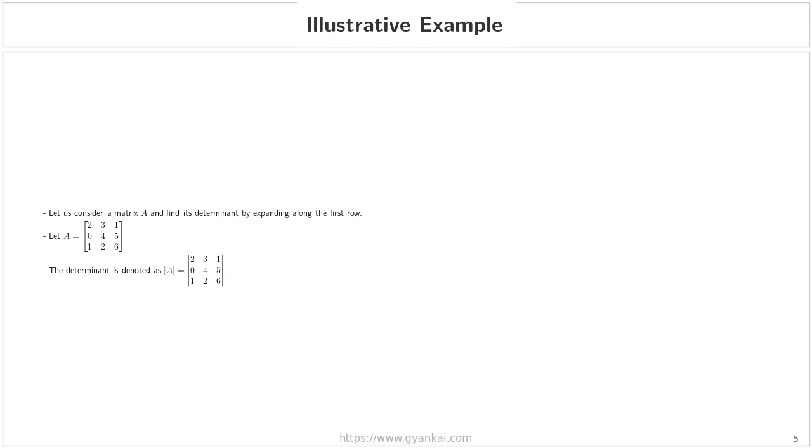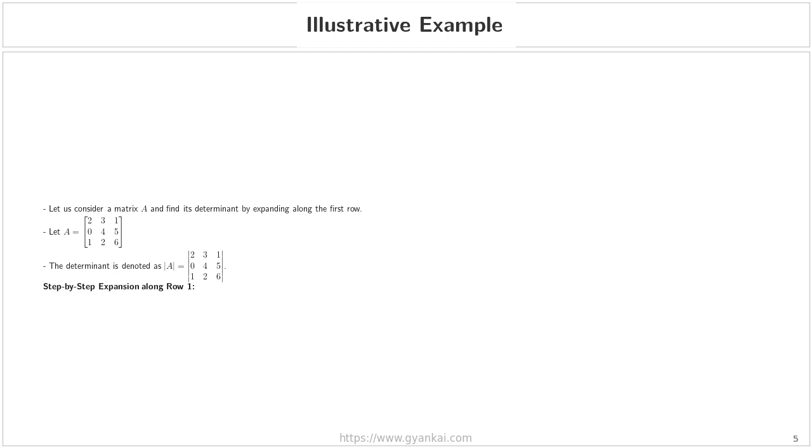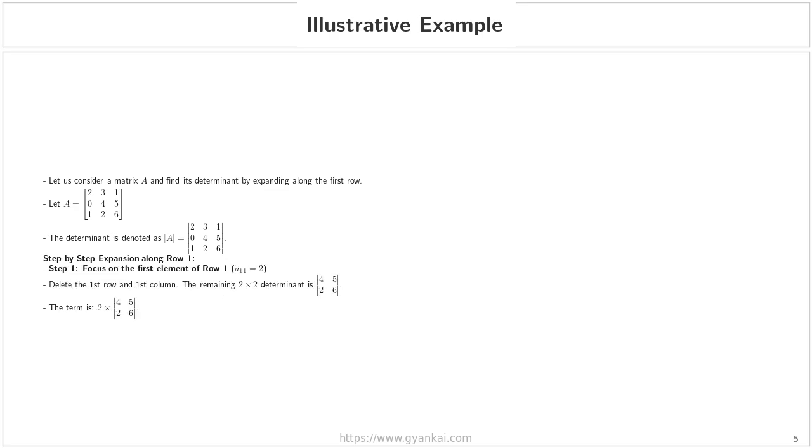We denote the determinant using vertical bars around the matrix. Let's walk through the step-by-step expansion along the first row. Step 1, we begin by focusing on the first element of the first row, which is a sub 1,1 equal to 2. Following the reduction process we discussed in the previous slide, we will delete the first row and the first column. The remaining elements form a smaller 2x2 determinant consisting of 4, 5, 2, and 6. Therefore, our first term is 2 multiplied by the determinant of this 2x2 matrix.